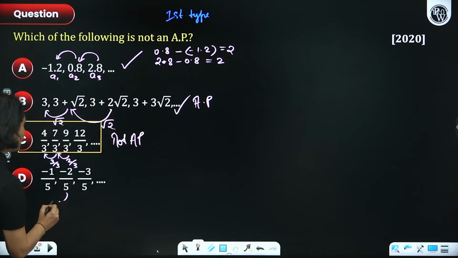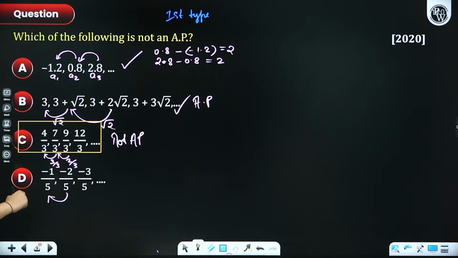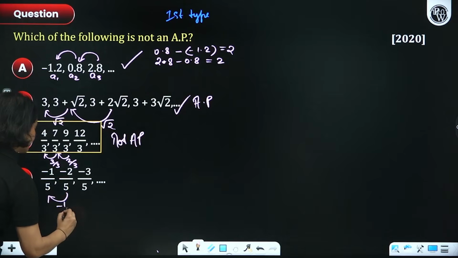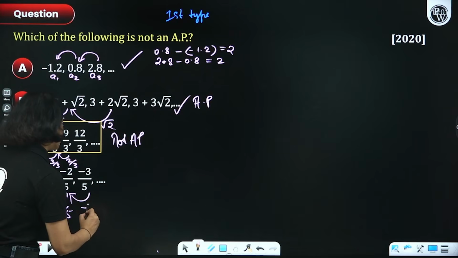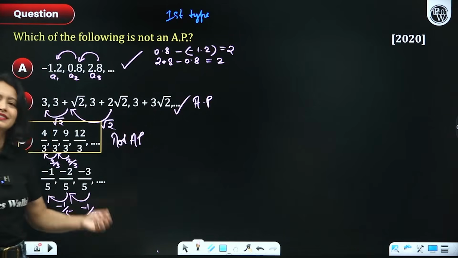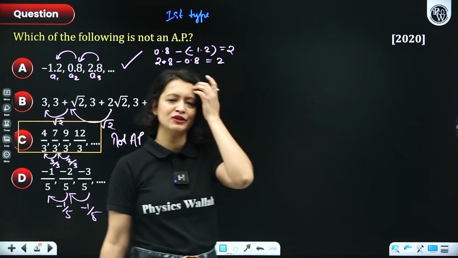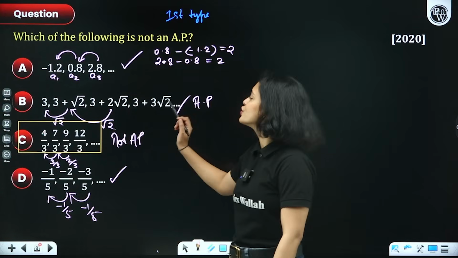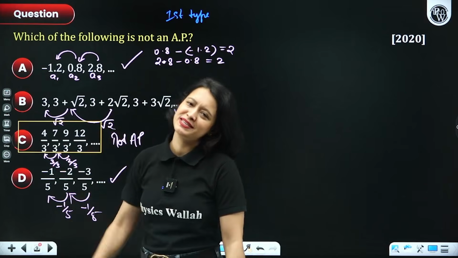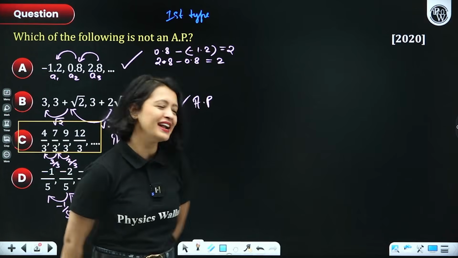Here again do negative 2 by 5 minus 1 by 5. So what would you get? Minus 1 by 5. Right? Again negative 3 by 5 minus 2 by 5. What would you get? Minus 1 by 5 again. So yes, common difference is same. A3 minus A2 is equal to A2 minus A1. So this again is an AP. Okay? So everyone that gave the answer as option number C, pat yourself on the back, guys. Good job. Well done. Chalo.